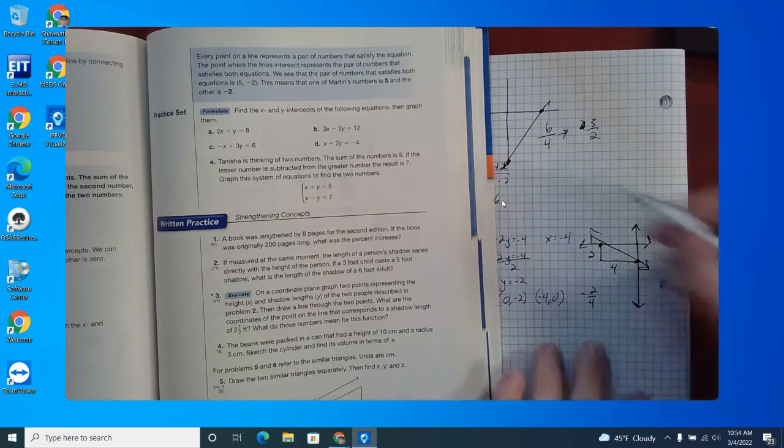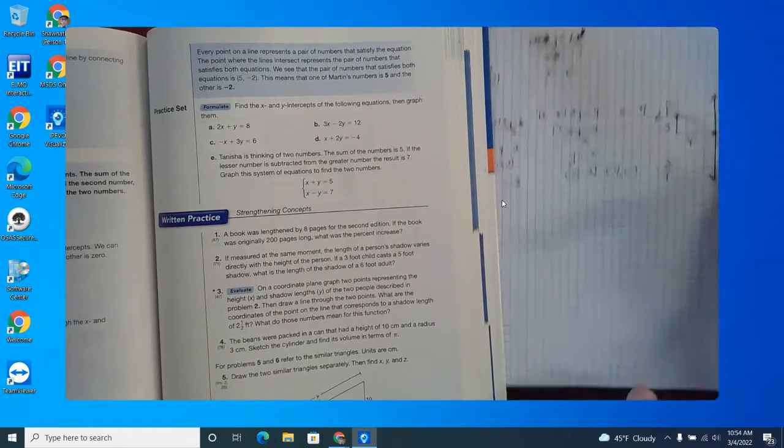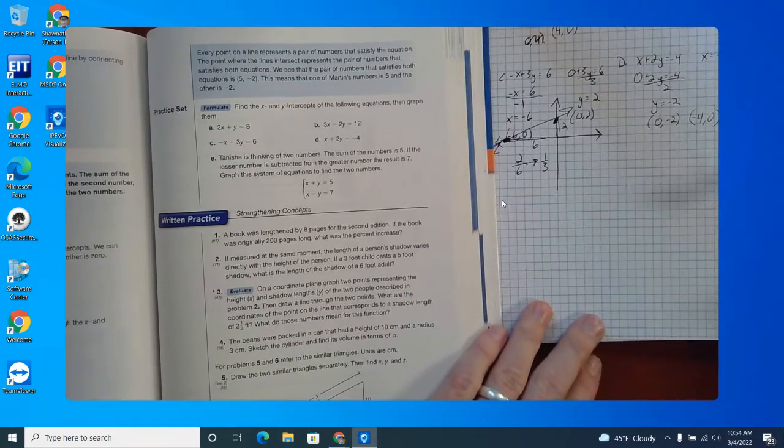Okay, it's a positive slope because it's going from left to right up. So the book's not asking for the slope, but since we've already talked about it in class, I'm going to just add it on there.